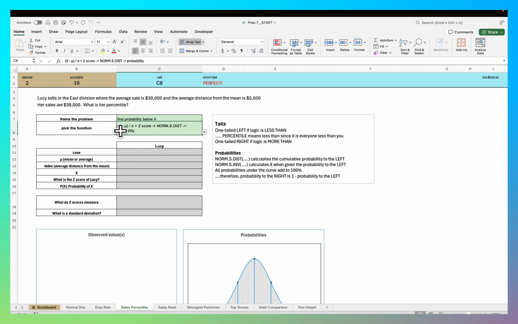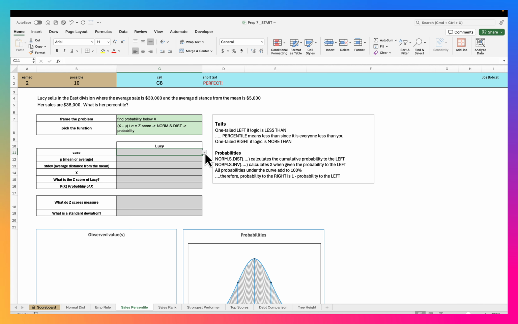So what we're going to do is take x and subtract the mean, divide by the standard deviation. That's actually how you get a z-score. So that's going to give us a z-score. And then as you saw two tabs ago, you can use norm.s.dist with a z-score to produce a probability. So we're actually going to do all that.